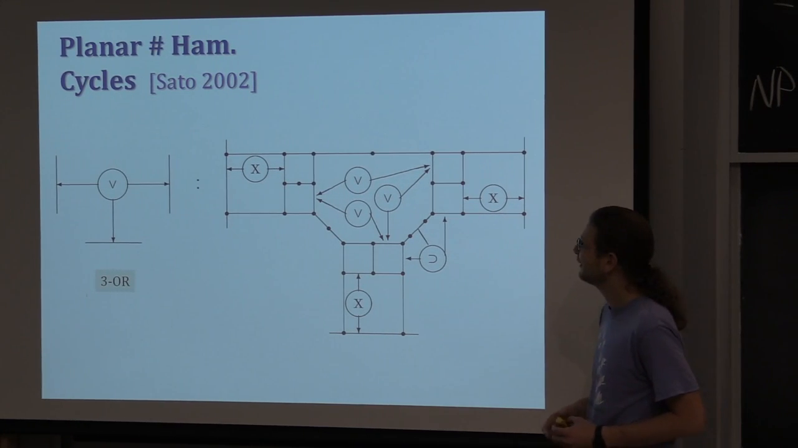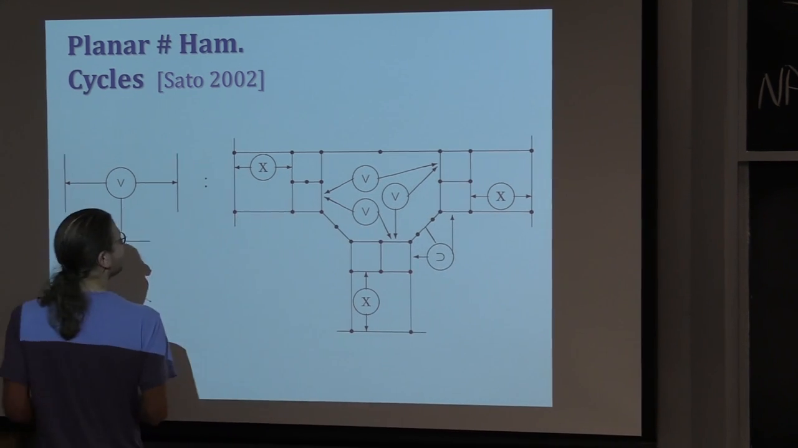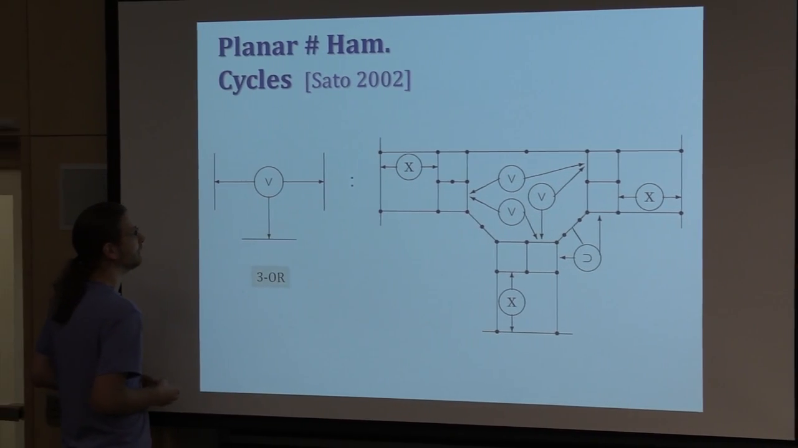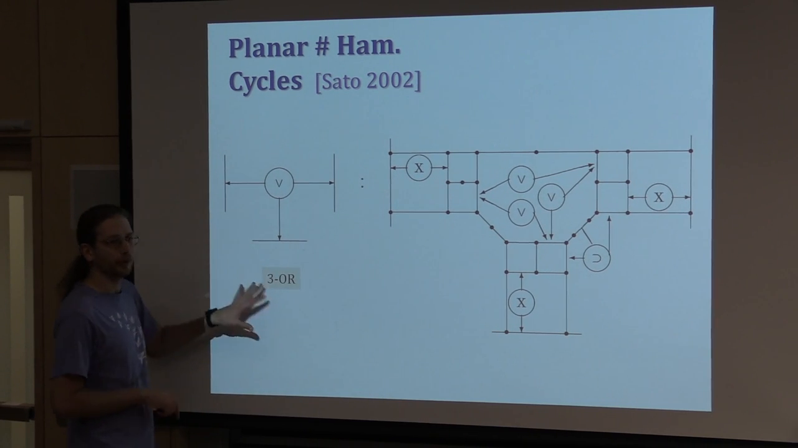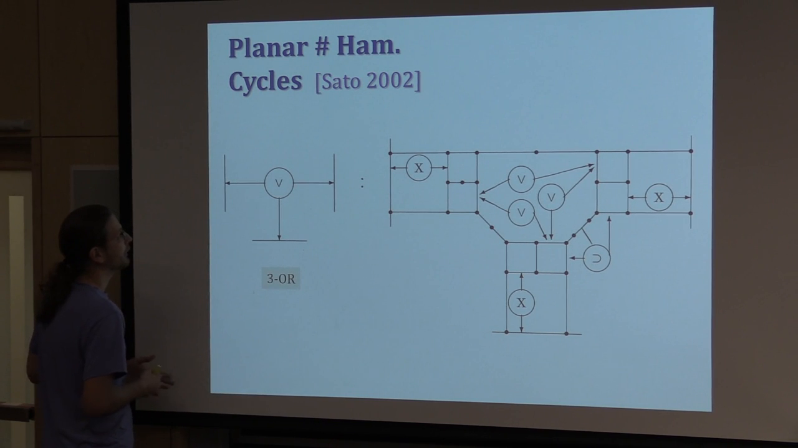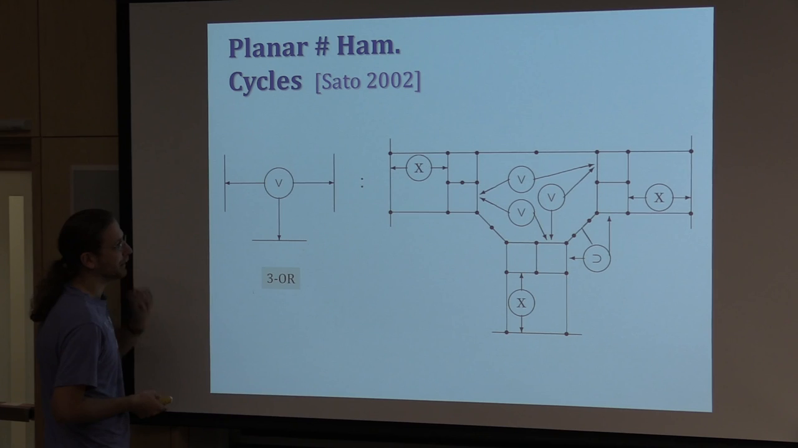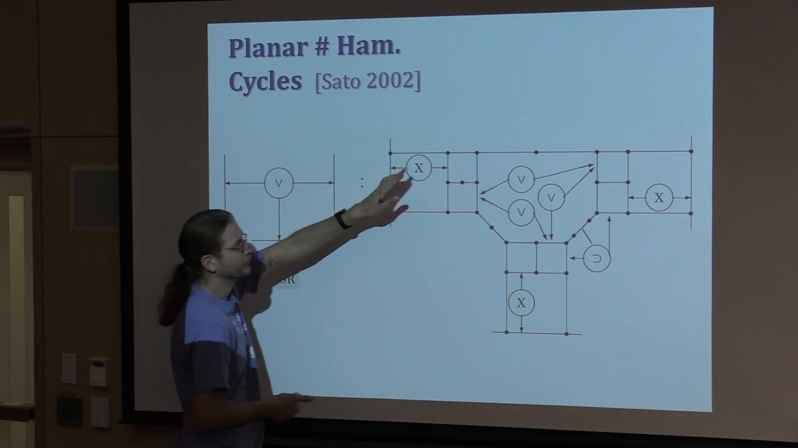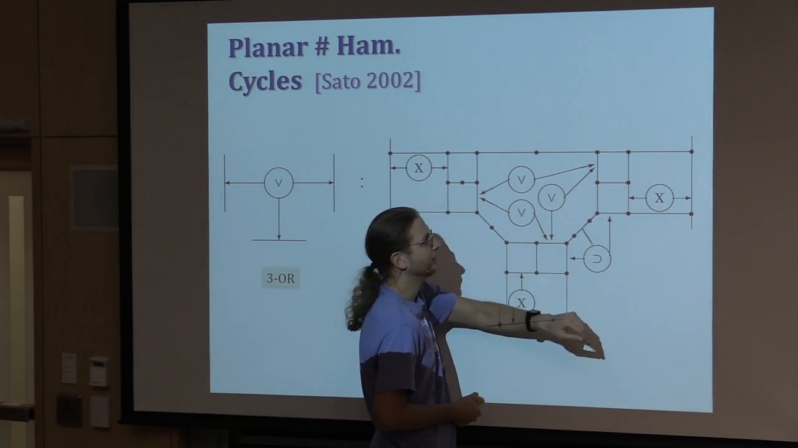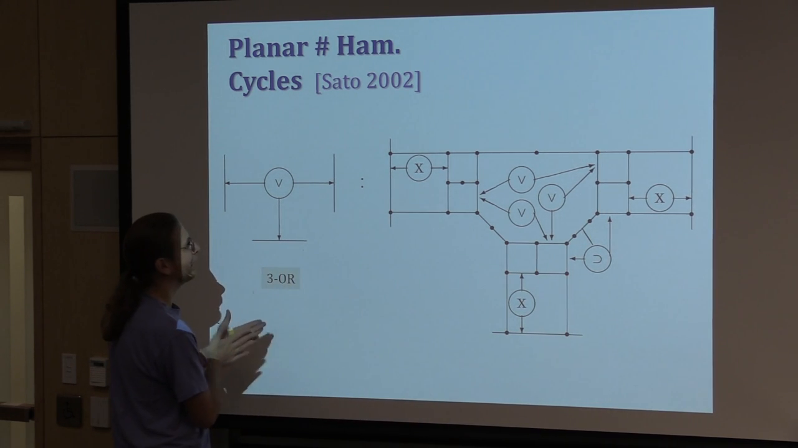This is the tricky gadget. I sort of understand it, but there's a lot of details to check, especially on the uniqueness front. But this is a three-way OR, which we're using for a clause, of course a three-SAT clause. We want at least one of these three edges to be in the Hamiltonian cycle. And so here we use XORs, ORs, implications, and more XORs. I'll show you the intended solution, assuming I can remember it.